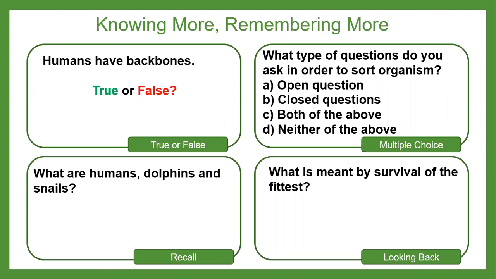Number 2, top right, multiple choice. What type of questions do you ask in order to sort organisms? Is it an open question, a closed question, both of them, or neither of them?